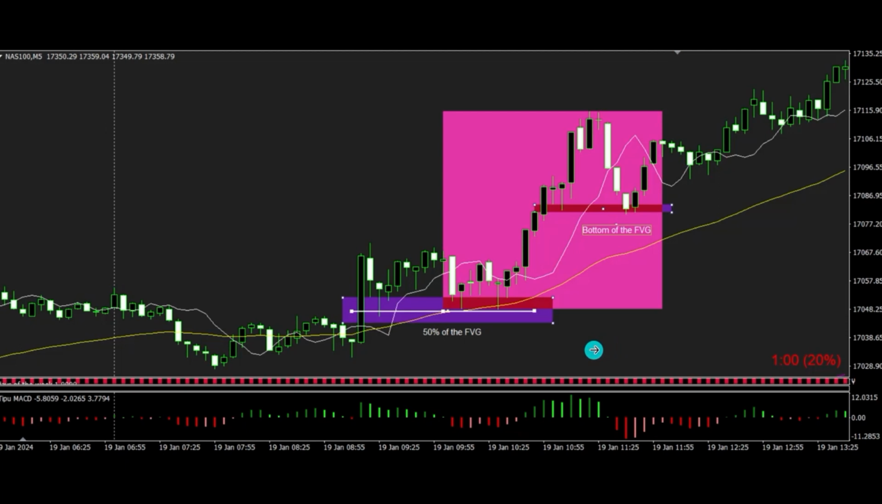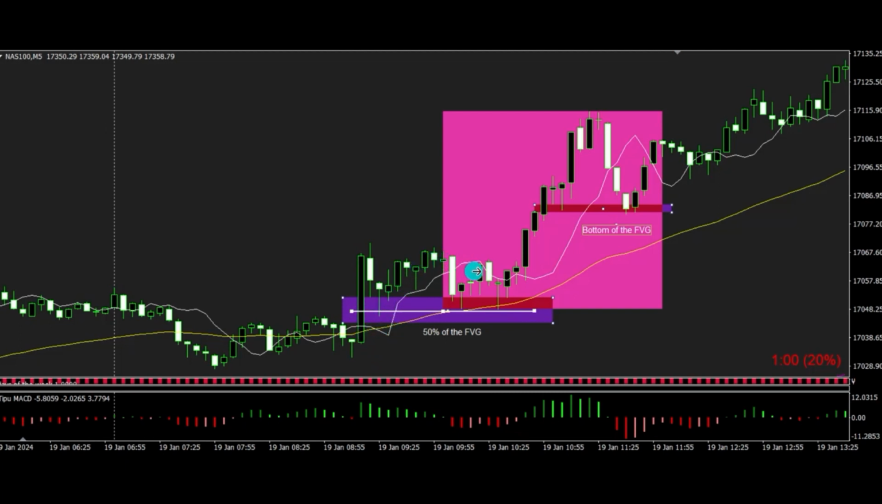Here are some examples. This fair value gap uses the 50% level as the stop loss area. You can place your stop loss right here, right below the 50% level. As you see, this is your break of structure. And then when price retraces, that would have been your entry.